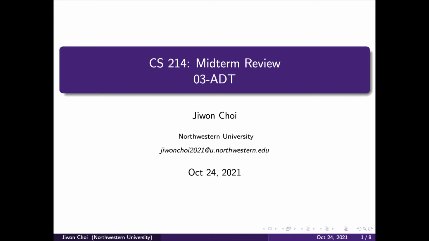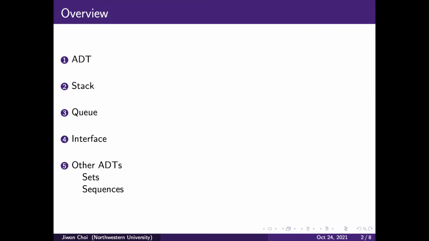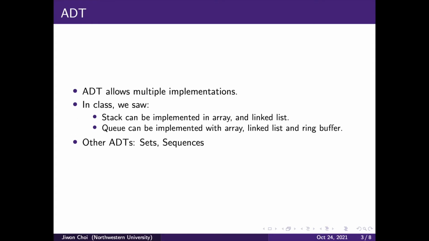Hello again. So this is the third lecture, and we'll be talking about a bit of ADT, stack, queue, and interface, and other ADTs like sets and sequences. So ADT allows multiple implementations. In class, we saw that stack can be implemented in array and linked list, and queue can be implemented with array, linked list, and ring buffer. Other ADTs like sets and sequences, we'll talk about in a later slide.